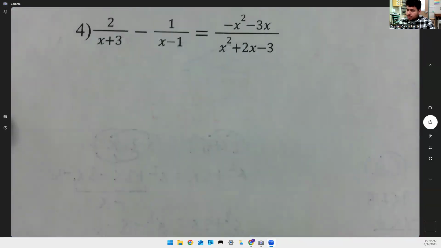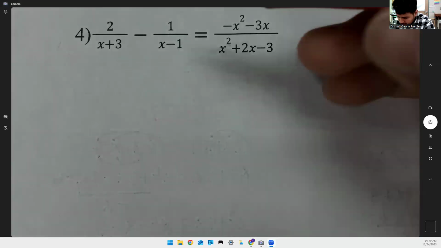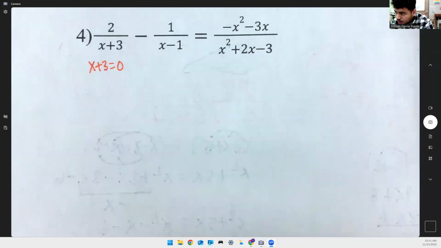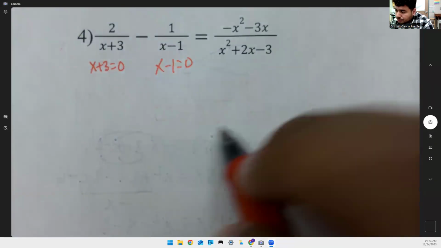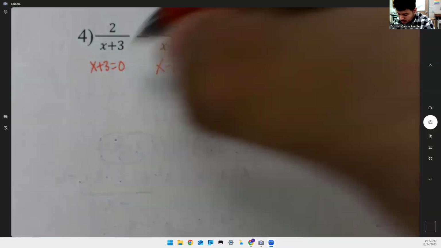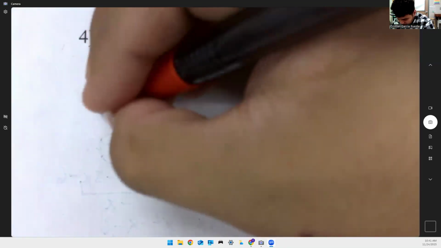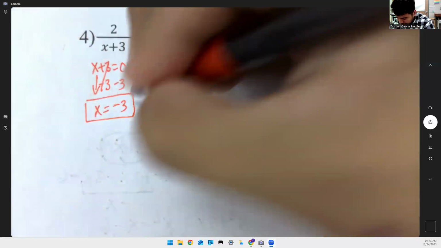So what we're gonna do, first things first, is find your excluded values. So make the denominators equal to 0. So over here you have x plus 3. So do x plus 3 is equal to 0. And then you have your x minus 1 and make it equal to 0. So how do you get rid of that plus 3? You subtract 3 on both sides. So minus 3. So your x would drop down, and 0 minus 3 is just negative 3.